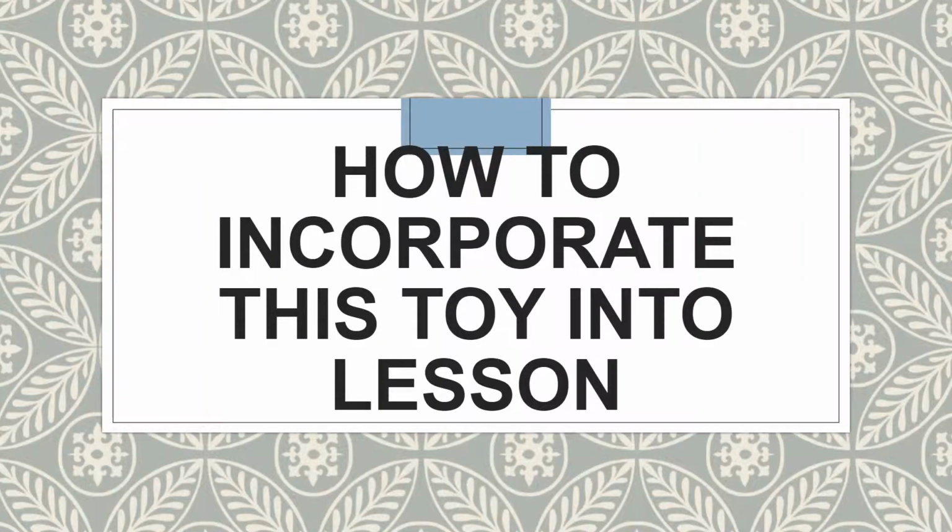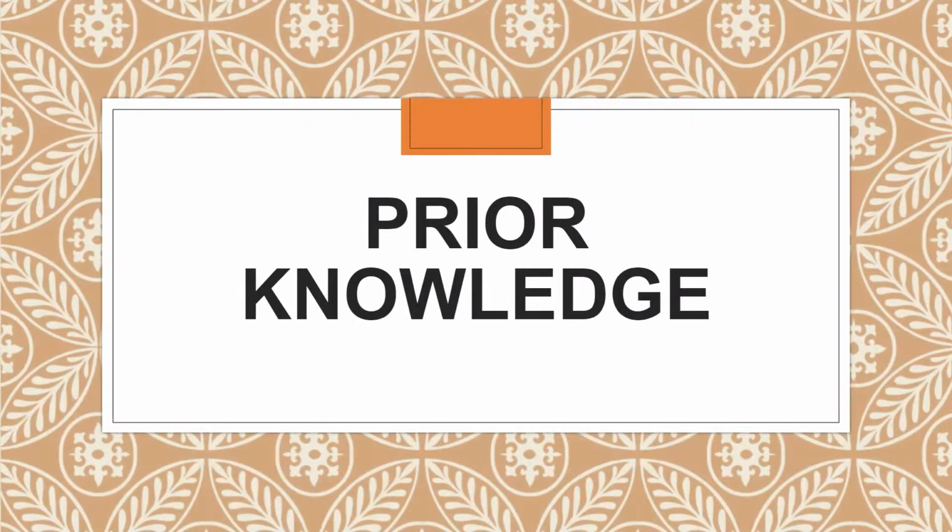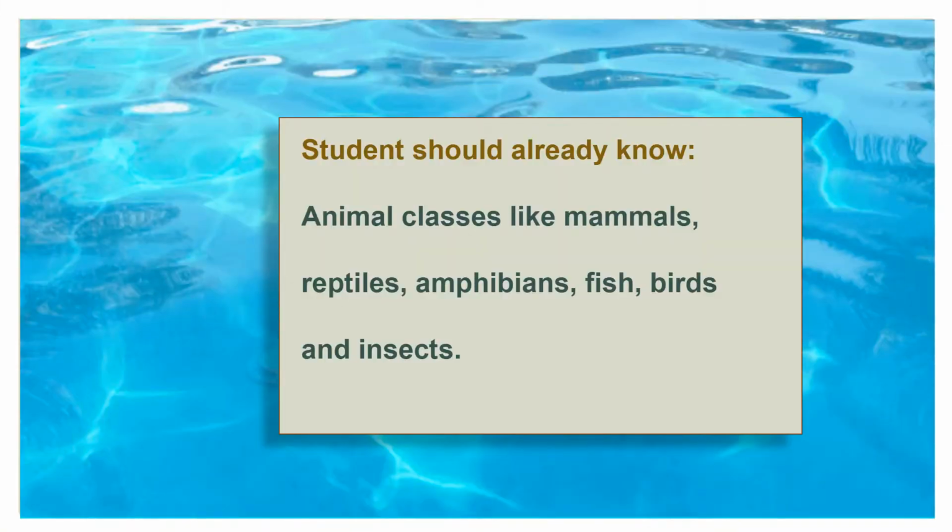This toy will teach students about the biological process of animals. In this case, it is the frog and the spider. Hence, for this lesson, students should already know the classification of animals. Students should be aware that animals are classified into 6 groups, which are mammals, reptiles, amphibians, fish, birds, and insects.